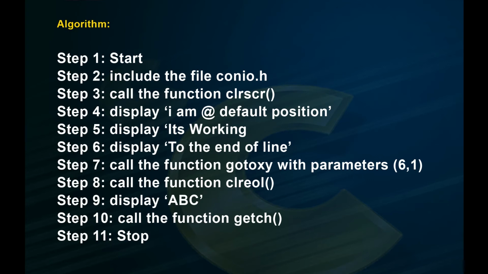Step 3, call the function clrscr. Step 4, display I am at default position. Step 5, display it is working. Step 6, display to the end of line. Step 7, call the function gotoxy with parameters 6 and 1. Step 8, call the function clreol, and step 9, display ABC. Step 10, call the function getch, and step 11, stop. Now, we can write the program.